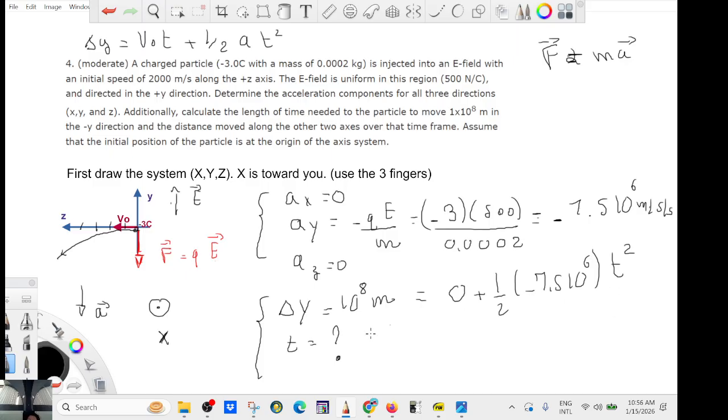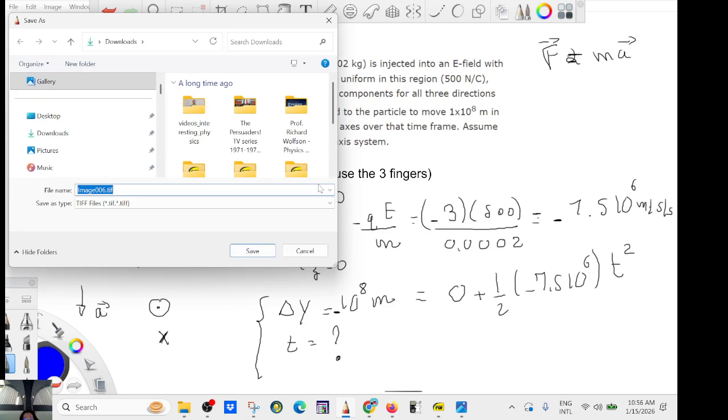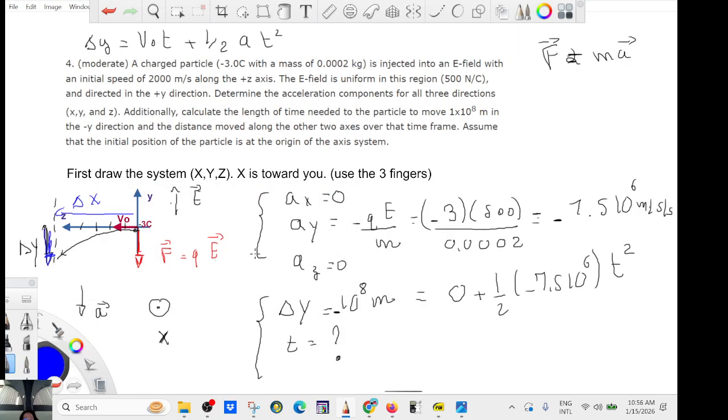And I made a mistake. It should be minus. There is a minus here because the displacement, see, that will be your displacement. That's delta y here. The displacement is negative. This is delta y. I'm going to save that. And that will be delta x for next time. Save as. That's the x displacement.